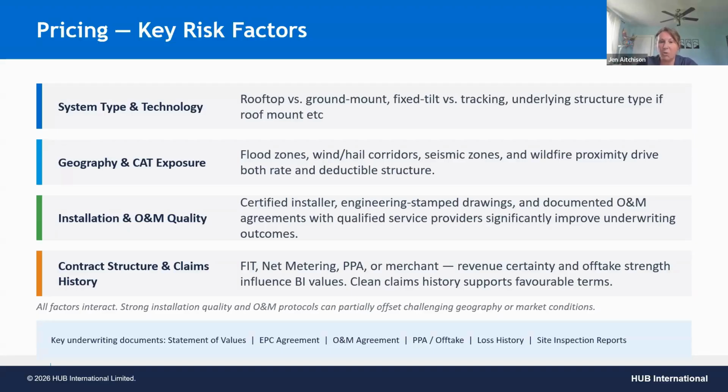Looking at the installation and O&M quality, so certified installers, engineered stamped drawings, some of this is table stakes, documented O&M agreements, and qualified service providers for sure can improve underwriting outcomes. The one thing I always say about underwriters is that they always look at the worst case scenario and then they work their way back based on the information that they've been provided with. And so if someone hands them a risk and says a solar farm in Alberta worth $100 million, without having any other information, they will think worst case scenario. You'll get $500,000 hail deductibles.